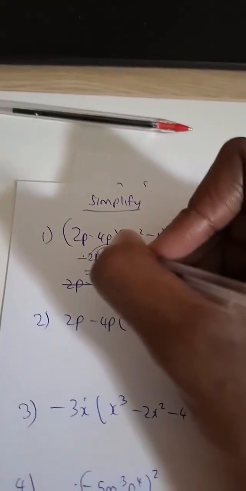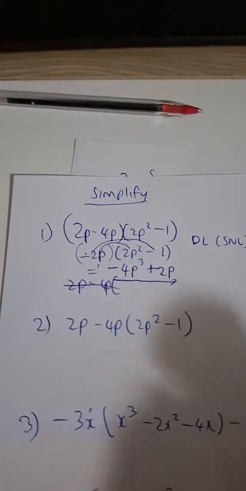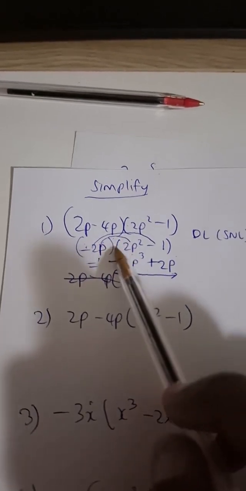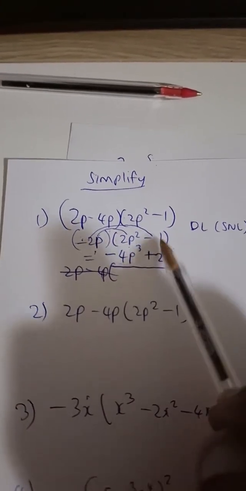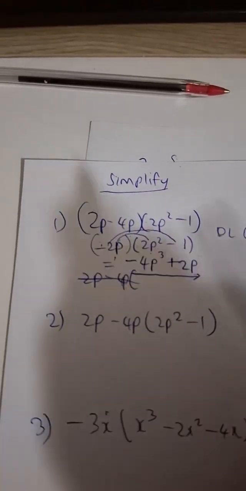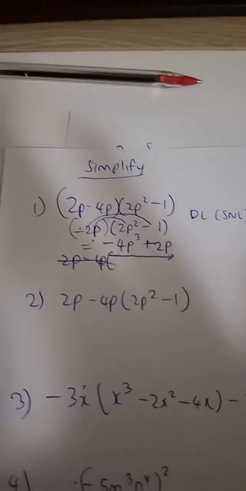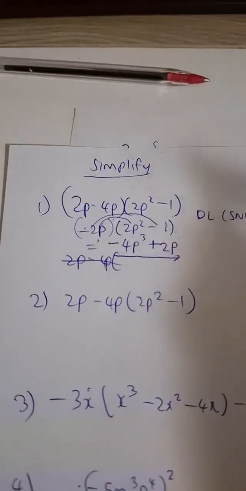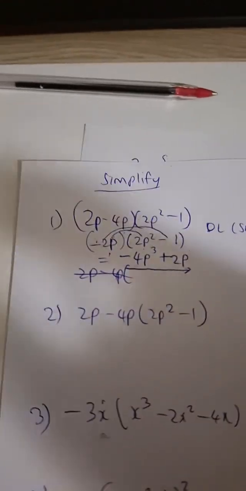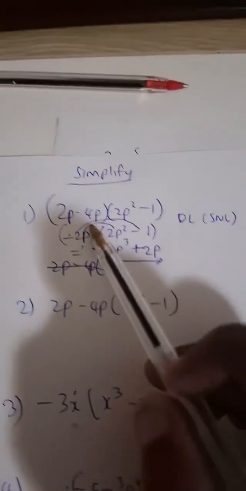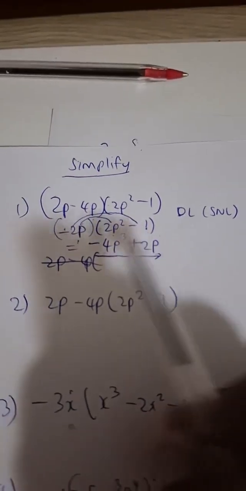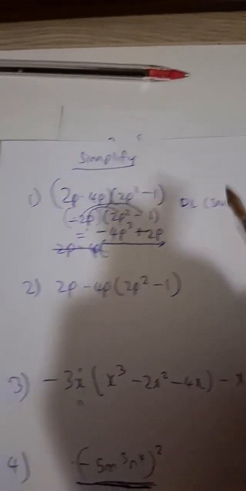So it doesn't matter whether you keep the bracket or you don't. Remember, even if the bracket is not there, for the negative 2p, the relationship it has with this particular bracket is one of multiplication. It's fine, we can keep the bracket for the purpose of you wanting to see it. But whether the bracket is there or not, it's a monomial, a single term, so it's fine whether you put the bracket or you don't. It doesn't really matter, as long as you know that the relationship between negative 2p and the 2p squared minus 1 is one of multiplication. So it means distributive law using SNL.